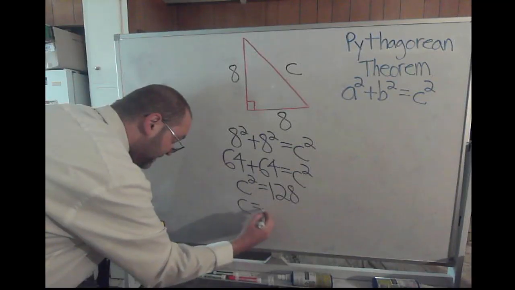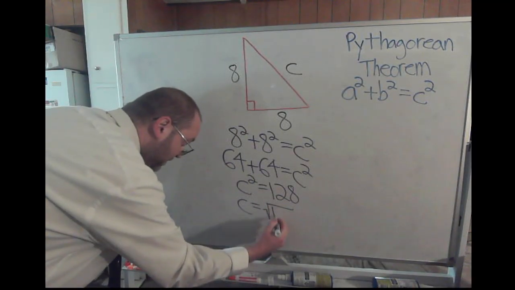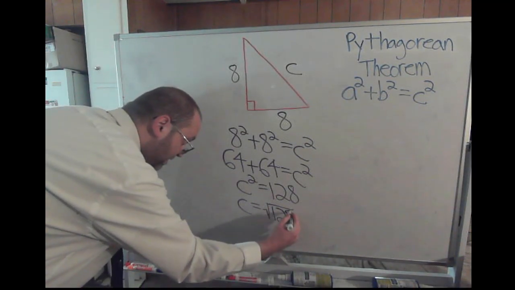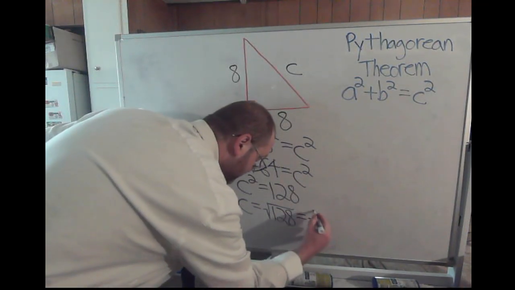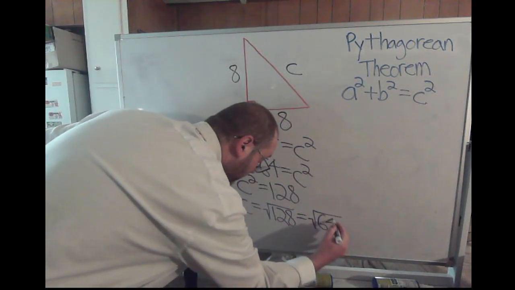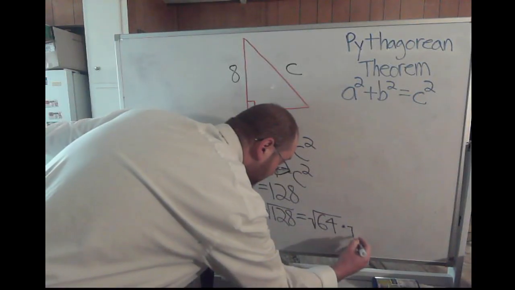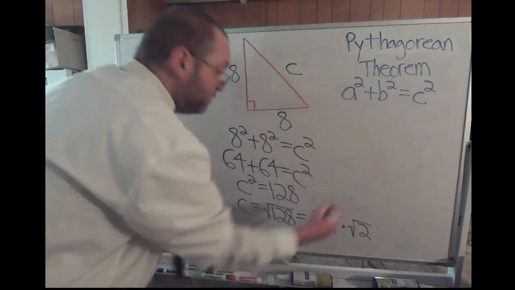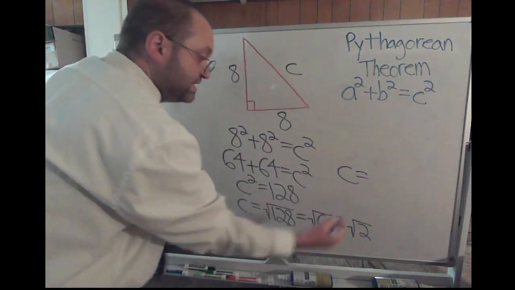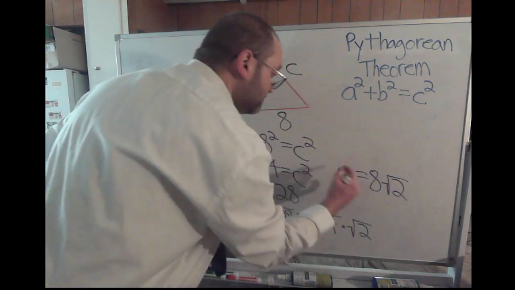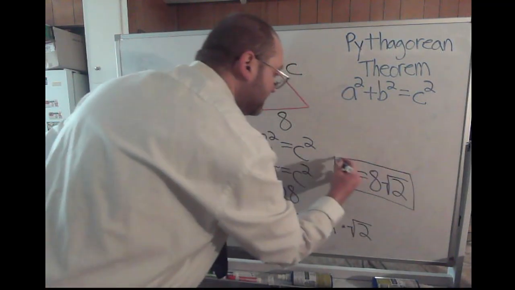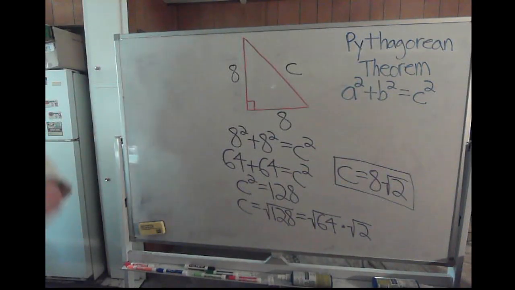Which means C equals the square root of 128, but 128 is not a perfect square. But we can break it down into the square root of 64 times the square root of 2. Well, the square root of 64, that's 8, and then we just have times the square root of 2. So C, the hypotenuse, has a length of 8 times the square root of 2. That would be the length of side C.